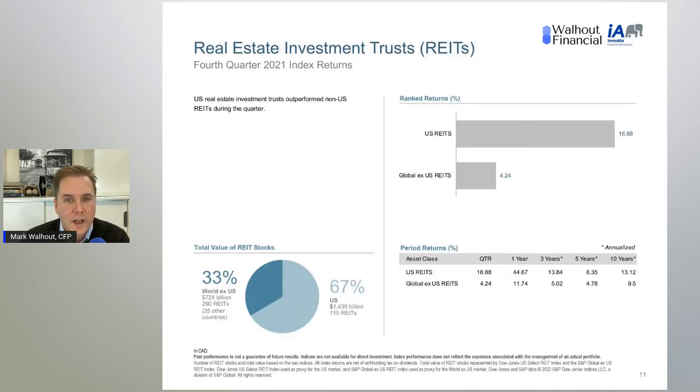For the next slide, we're going to show the performance of global real estate investment trusts. So I haven't shown a slide on REITs before. We do own REITs in our portfolios. And when you hear REIT, think of commercial real estate, commercial, residential, like plazas, malls, things like that.